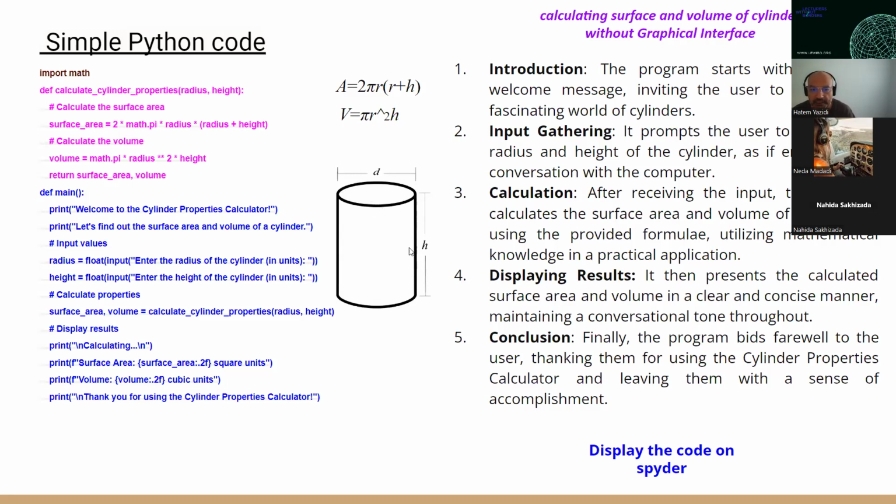So if you have the height of the cylinder and the radius, this one is the diameter, and from this point to this point is the radius. So the formula is here. Now I want to program this formula, the area and the volume, into Python code. And this is how it works.